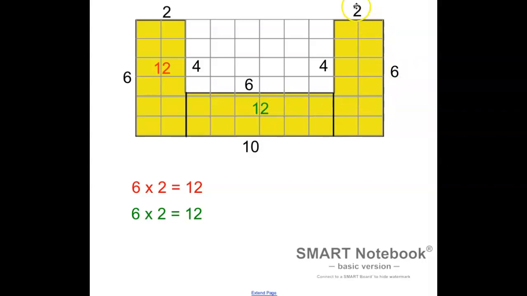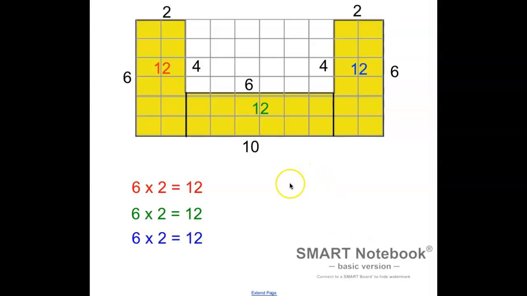We are going to get the same dimensions for the last rectangle, because if you look, it's the same: 2 for our width, 6 for our length. So 6 times 2 is 12. And here we have 12. Now this just happened to work out that each of the rectangles was equal to each other in area.